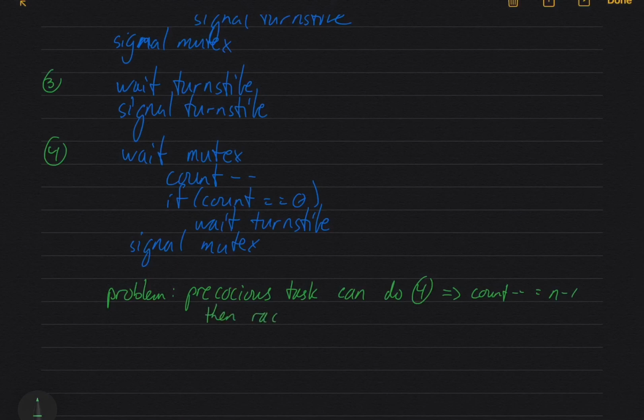then race back to resynchronize and do 2 again, and when it does that, count plus plus will give us n, and so it will signal turnstile, actually bump it up to 2, and when it gets to line 3 it won't block.